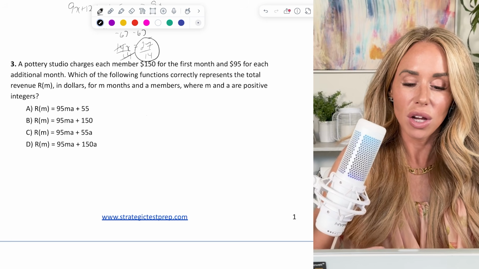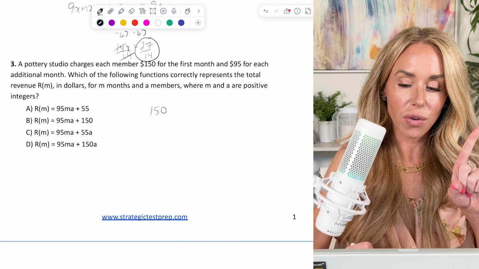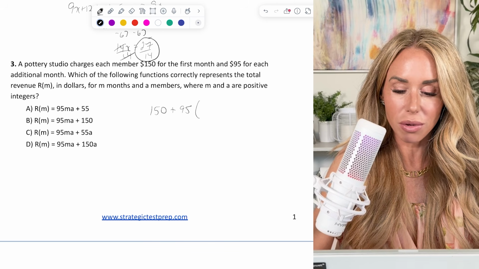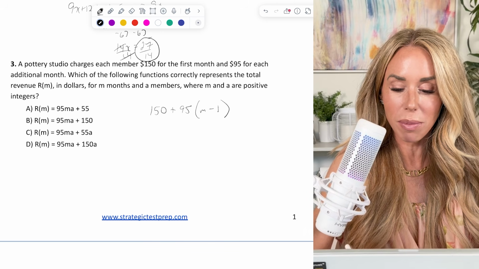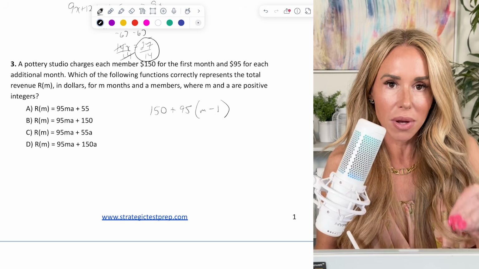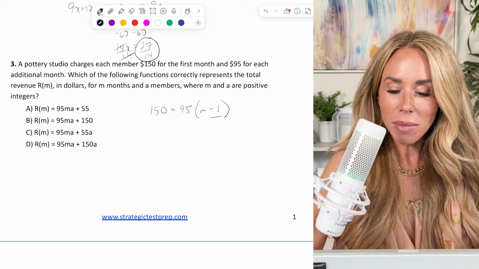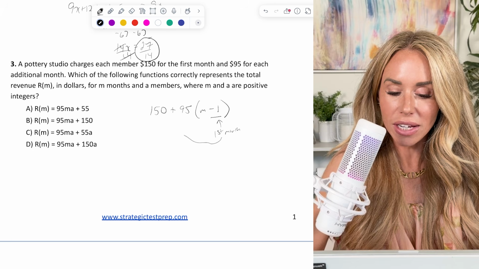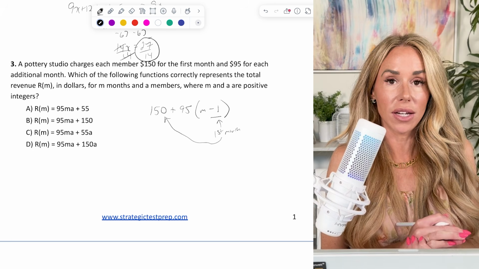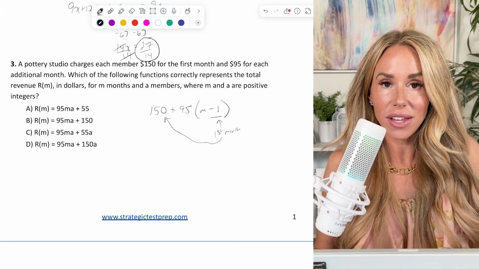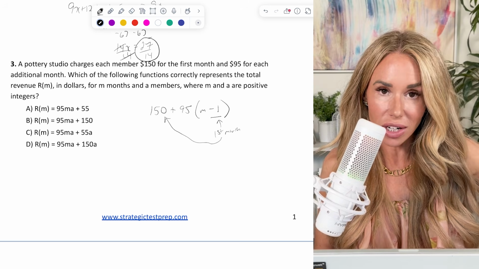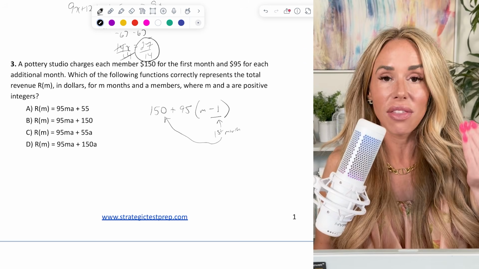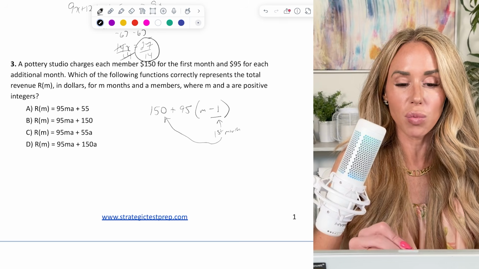Okay, here's the thing. We have $150 for the first month, plus 95 for each additional month. So I need to multiply that by the total number of months, M, minus 1. Why am I taking 1 away? Because the first month was already accounted for in the 150, so we don't want to recount that again. It's a different charge. That's month 1. And then 95 is the rest of the months. That's why we do it times M minus 1.